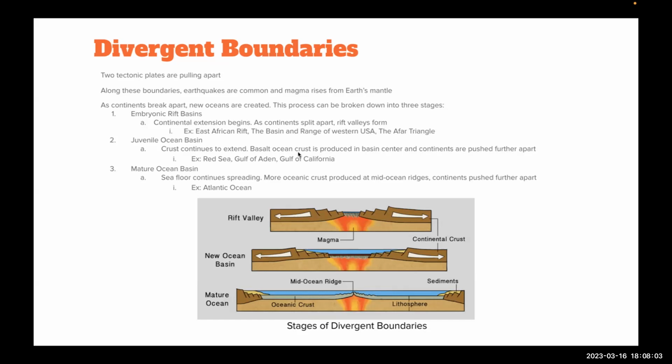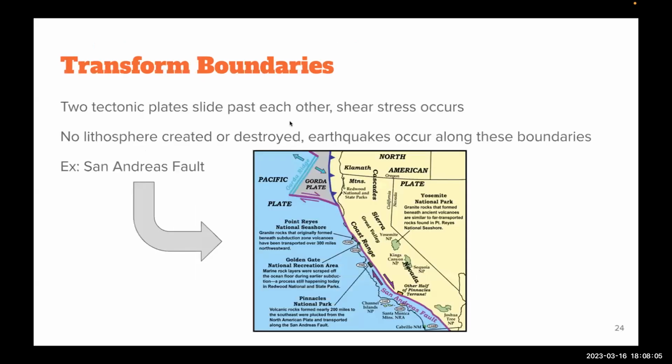Transform boundaries, the last type of boundaries we have, are plates rubbing against each other. None of them are going above or beyond, no mountain building, no orogenies happening. They're just rubbing next to each other. This is an example of California.